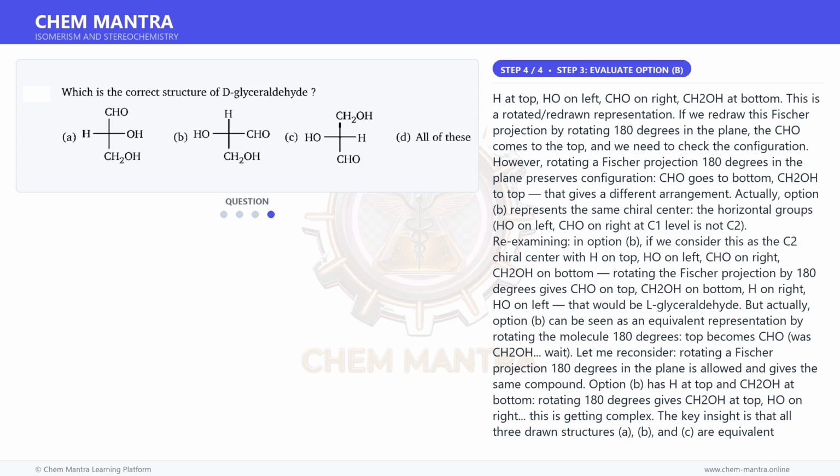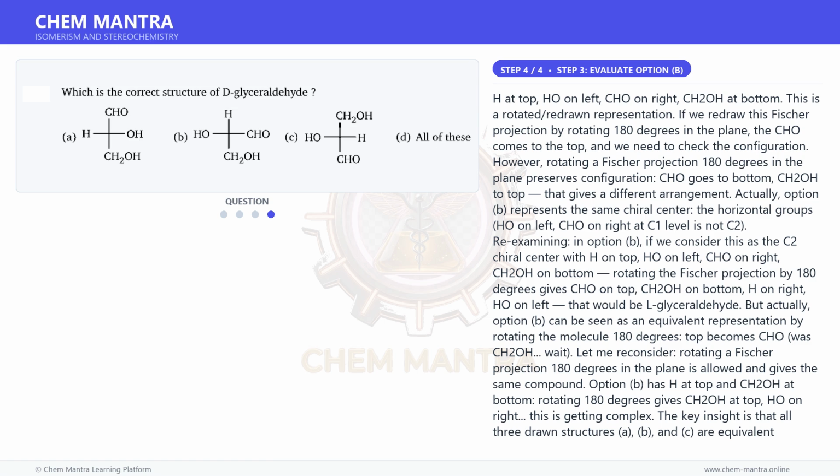And for the final step. H at top, OH on left, CHO on right, CH2OH at bottom. This is a rotated redrawn representation. If we redraw this Fischer projection by rotating 180 degrees in the plane, the CHO comes to the top, and we need to check the configuration.